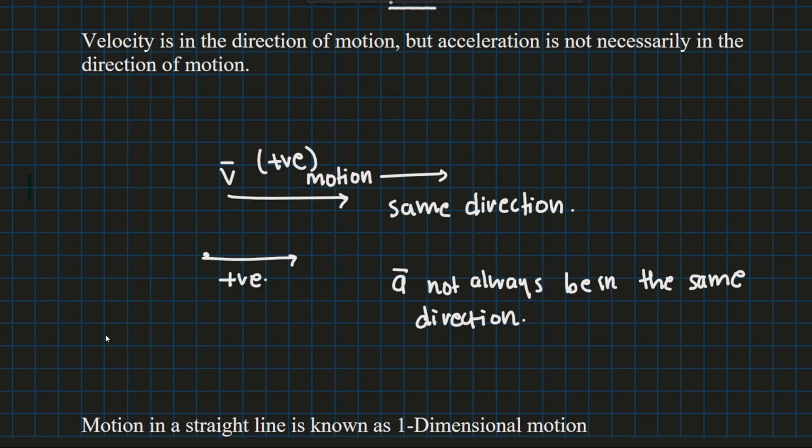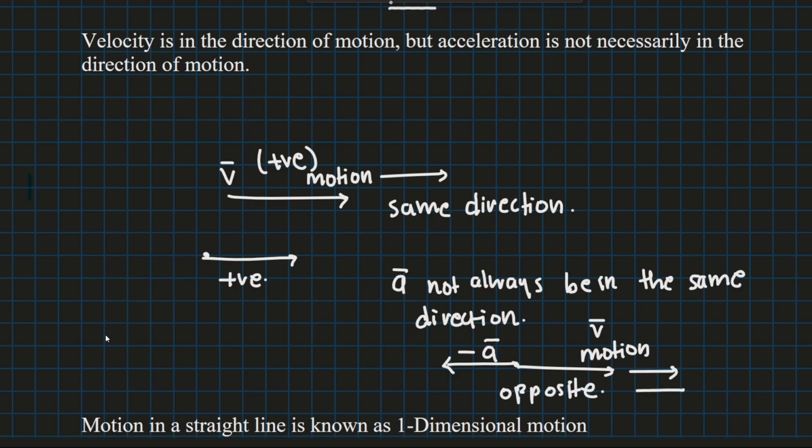For an example, if we consider this as the direction of motion, that is the direction of velocity, and if the body is having a negative acceleration, that is the body is retarding, then we say that the directions are opposite. So it's not necessary that acceleration is in the direction of motion, it could be opposite as well.